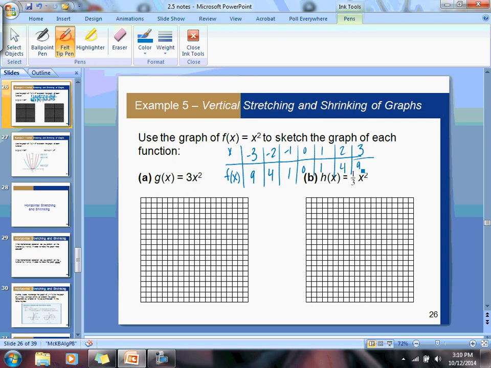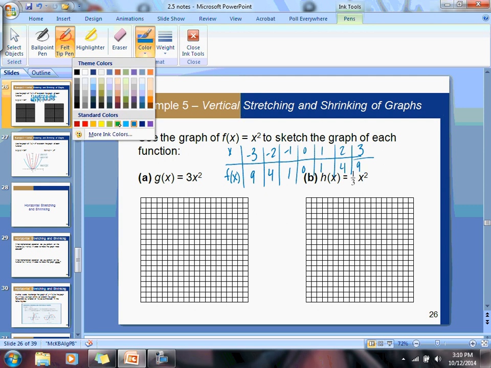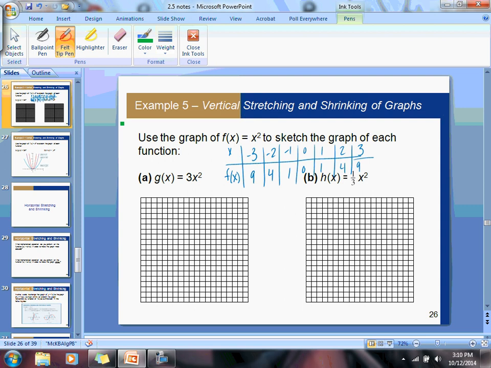Okay, so we want to try and use that behavior that we've just talked about to figure out how we would graph this function where we have g of x equals 3x squared. Now again, I'm going to go from -2 to -1, 0, 1, and 2 just to save time. So I'm going to hit those values right there. Just have those other 3 and -3 in there for reference.